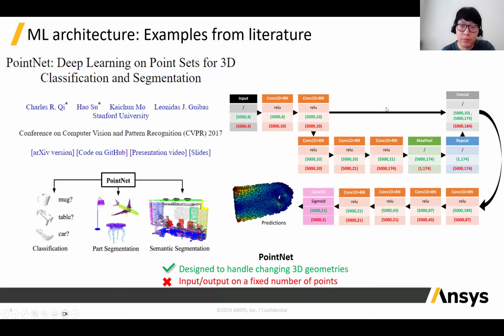Those are taken from one of the previous works that uses PointNet for three-dimensional prediction on point clouds for CFD applications. So one advantage of the PointNet architecture is that it's specifically designed to handle changing 3D geometry described by discrete points. But it's limited to input and output on a fixed number of points. So you select a fixed number of points in the point cloud, and that's pretty much it. You use that in training and you use that in the prediction, and it generates that amount of data, no matter how you change the point cloud.